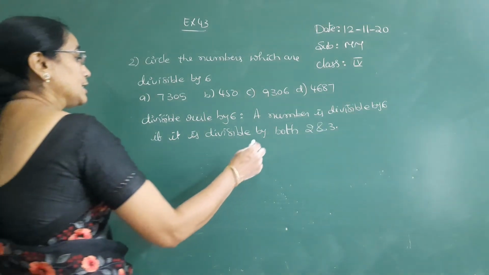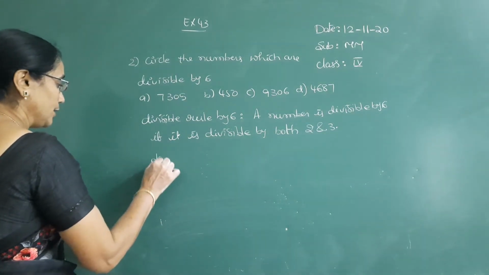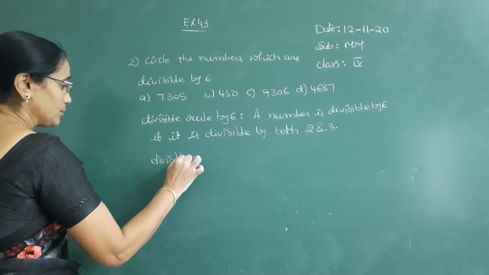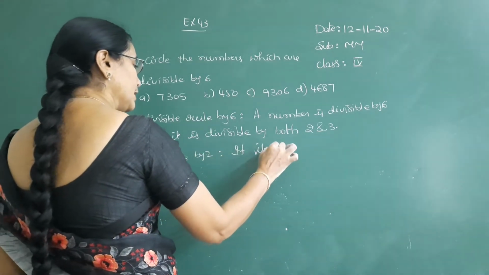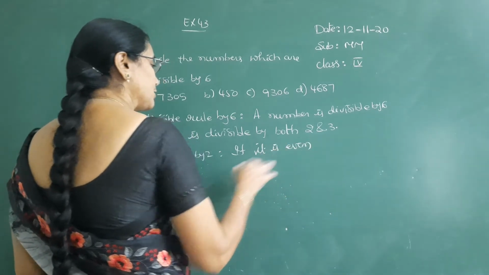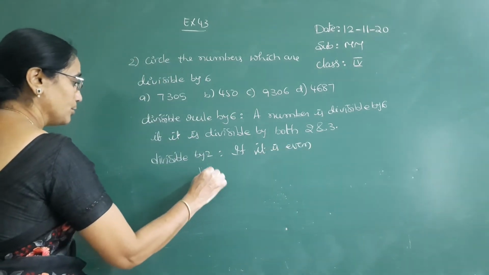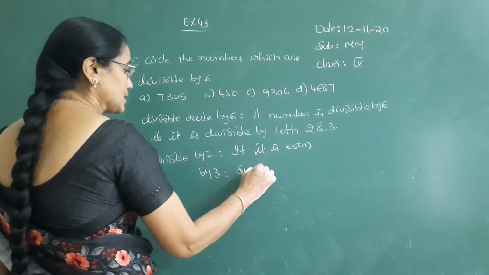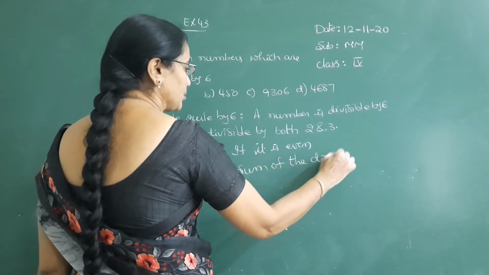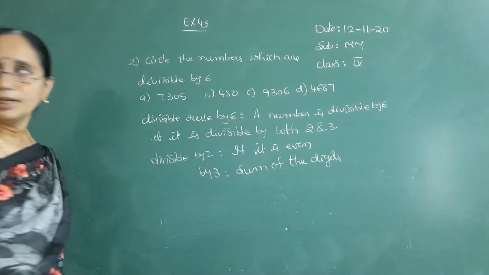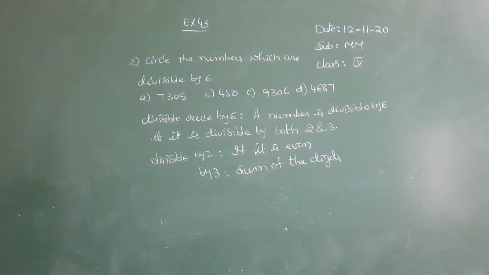So 2 means it is even. Divisibility rule by 2: if it is even, it is divisible by 2. By 3 rule: a number is divisible by 3 if the sum of the digits is divisible by 3.